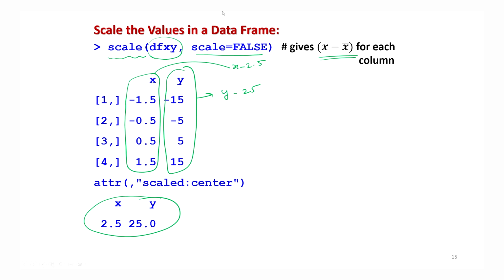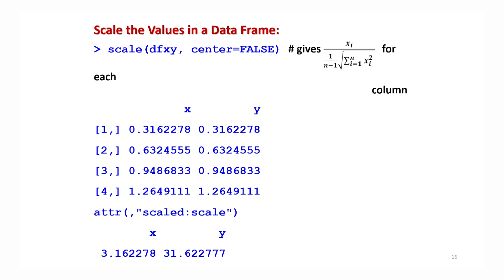So you can see here this option is also working in the data frame. Similarly, if you try to use the earlier command scale(df_xy) with the option center equal to false, you can see that it will give you the similar value: xi divided by the square root of 1 upon n minus 1 times the sum of squares of all the observations for each column.